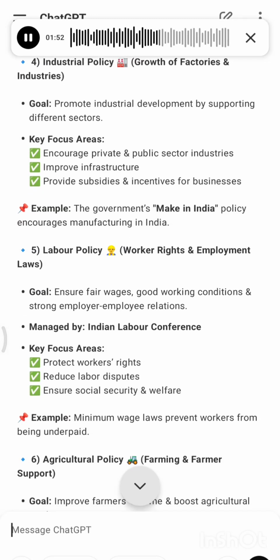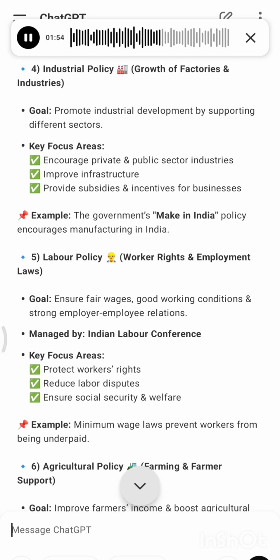4. Industrial policy: growth of factories and industries. Goal: promote industrial development by supporting different sectors. Key focus areas: encourage private and public sector industries, improve infrastructure, provide subsidies and incentives for businesses. Example: the government's Make in India policy encourages manufacturing in India.